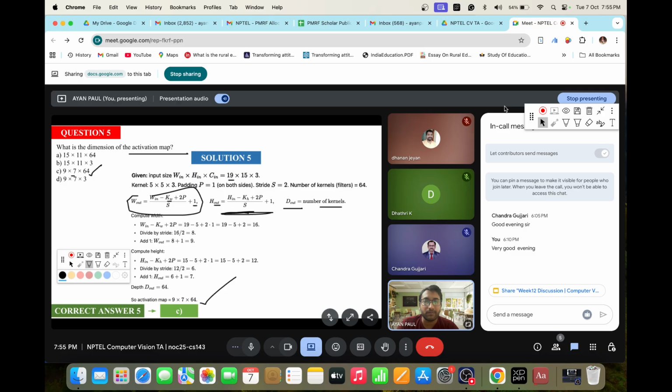So is it clear? Clear, right? Any doubt in this? Clear, right? This is I think very easy.